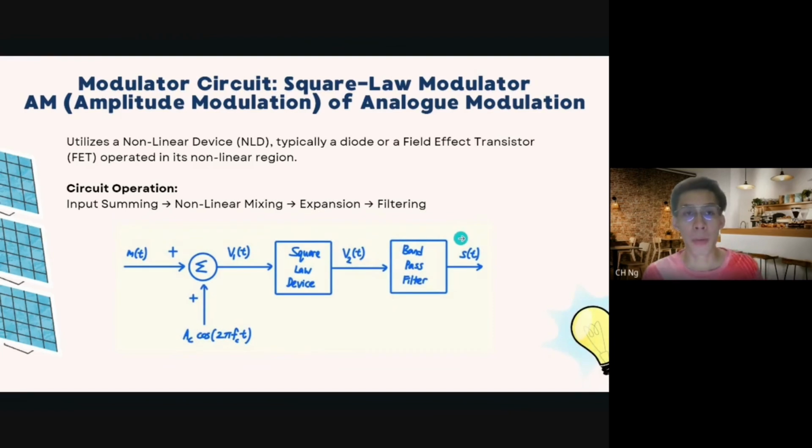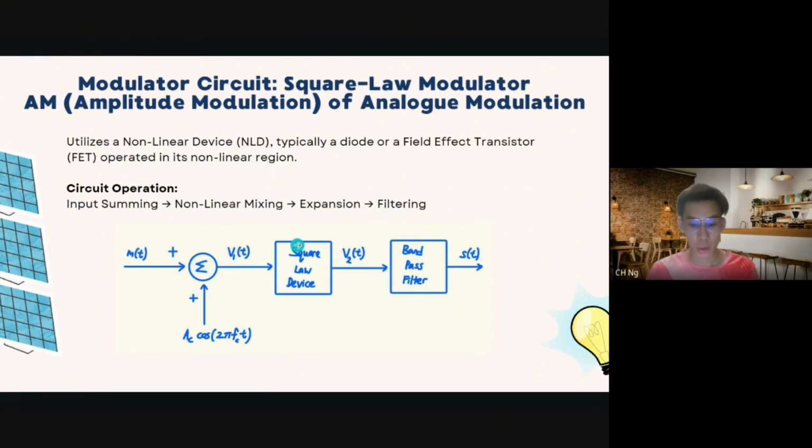So let's talk about the modulator circuit of AM, which is the square law modulator. It utilizes a non-linear device, typically a diode or a FET, operated in its non-linear region. As you can see in the block diagram, the carrier c(t) and m(t) are summed to create V in, and then the diode's current-voltage characteristic is approximated by Taylor series.